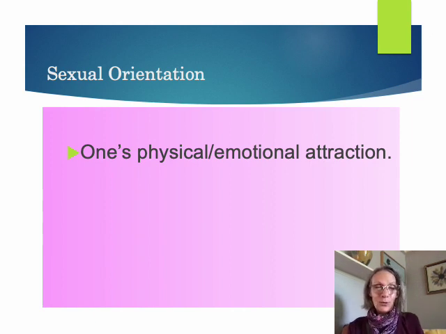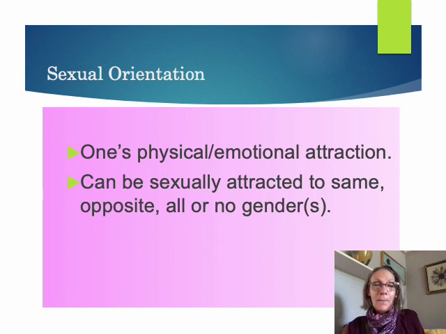And so that's what sexual orientation is. A person can be sexually attracted to somebody that shares the same gender as them. They can be sexually attracted to somebody who has the opposite gender of them. You could be sexually attracted to all genders. You could be sexually attracted to no genders.